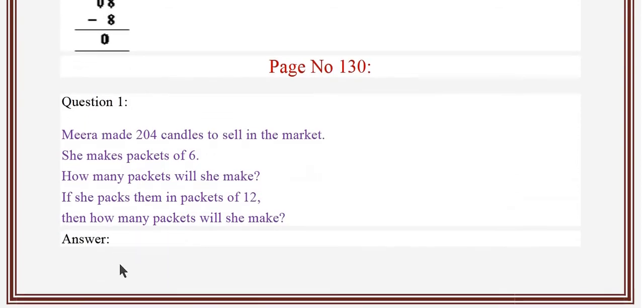Now page number 130. Meera made 204 candles to sell in the market. She makes up packets of 6. How many packets will she make? If she packs them in packets of 12, then how many packets will she make?